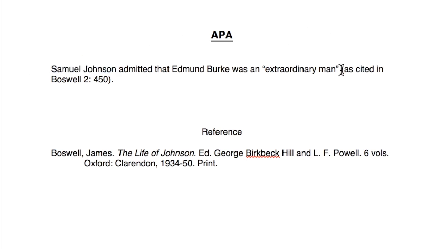Now let's take a look at Chicago style. Again, we'll use the same example that we used for MLA and APA, but we'll be modifying it a bit. Instead, we'll cut the sentence down to say, Edmund Burke was an extraordinary man. Notice that we don't have to give Samuel Johnson credit in text, but if we look at the footnote, it gives Samuel Johnson a formal citation, something MLA and APA do not require.